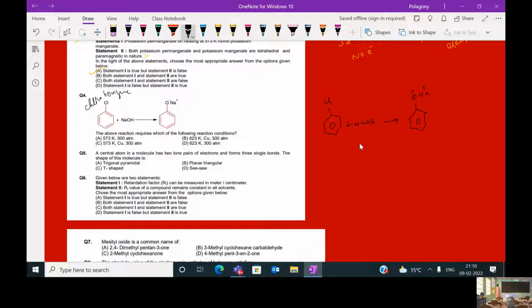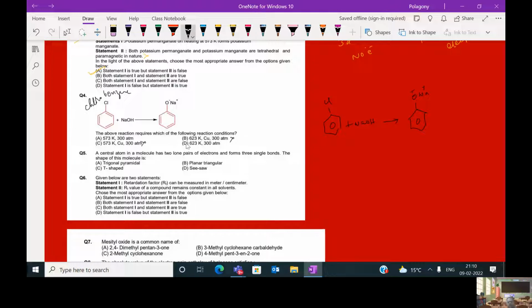A is 573 Kelvin, 300 atmospheres. B is 623 Kelvin, copper, and 300 atm. C is 573 K, copper, 300 atm, and option D is 623 Kelvin, 300 atm. Since two options have a copper catalyst, and this is not a catalyst based reaction, copper is not used in this reaction, so we can eliminate options C and B.